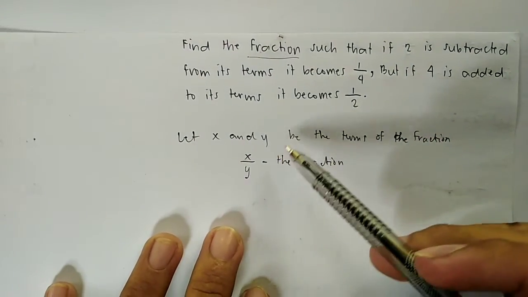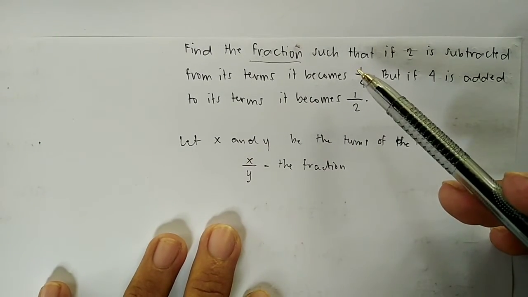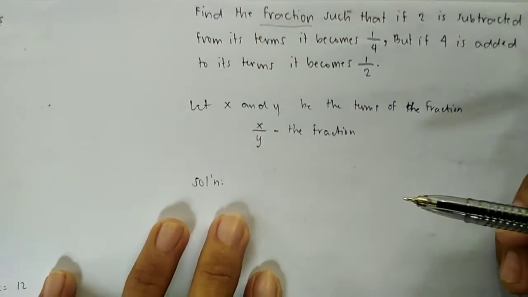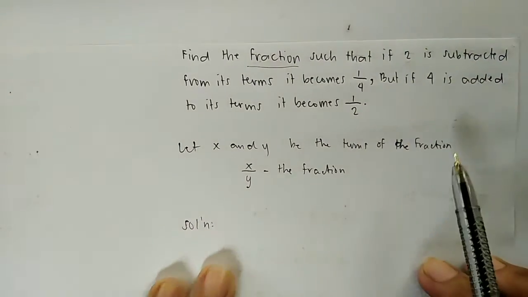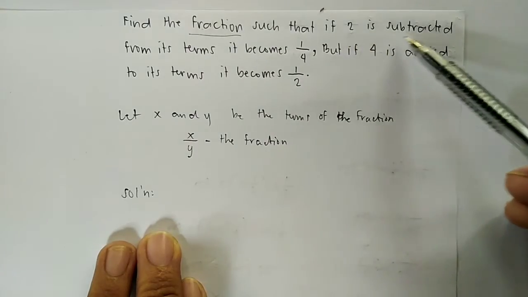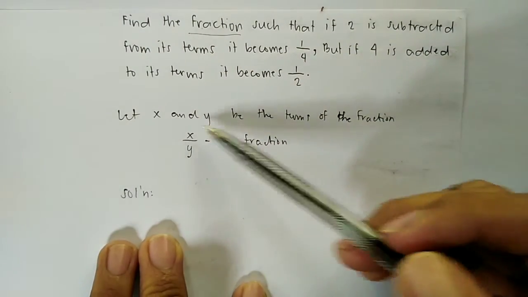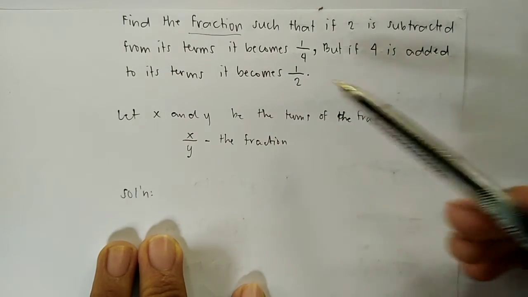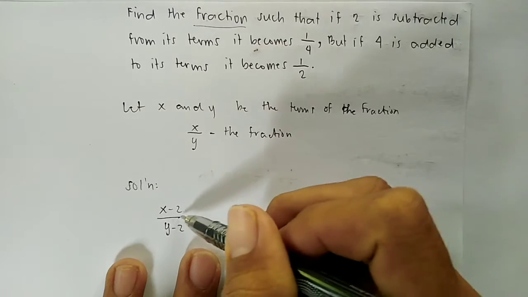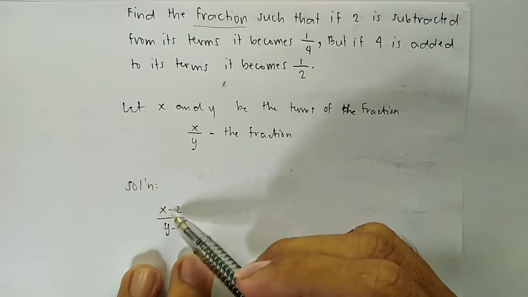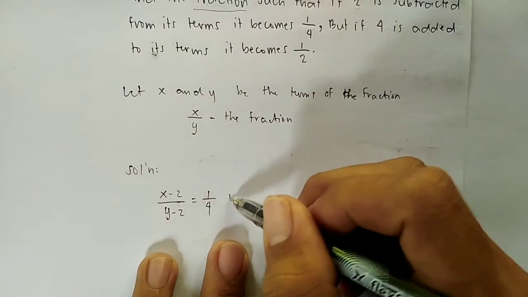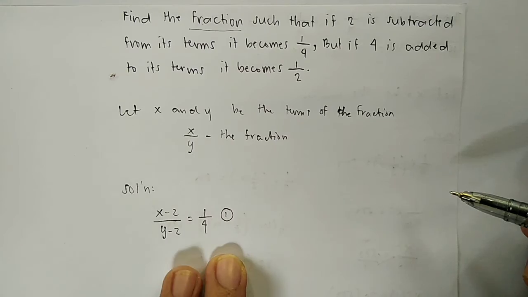Since we already formulated the variables that represent the fraction, we can now formulate an expression based on the statement given in the problem. Let's read it again. Find the fraction such that if 2 is subtracted from its terms, and we already know that x and y are the terms of the fraction, meaning we can have x minus 2 over y minus 2, then it becomes 1/4. So that will equal 1/4. That is the first equation that we can get from the statement.